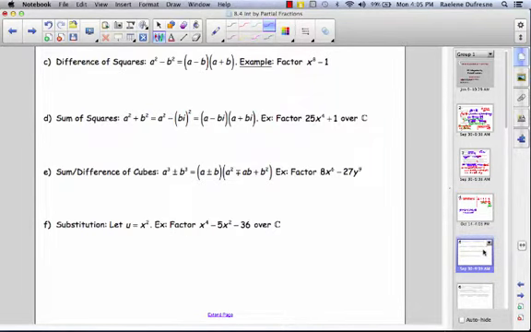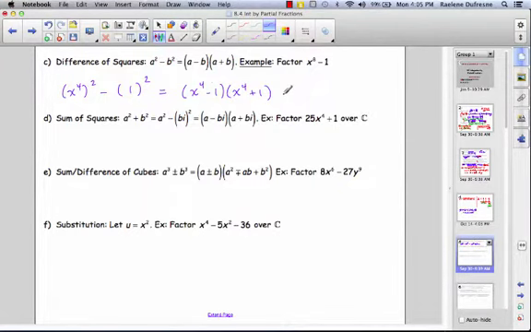Some other factoring techniques we need to know are difference of squares. A squared minus b squared will factor as conjugates, and so if we wanted to factor x to the 8 minus 1, we'd have to see this as something squared minus something else squared. We know 1 goes into the last block, and we don't take the square root of 8 because the exponent law says to multiply these exponents. And so we would get x to the 4 minus 1 times x to the 4 plus 1.